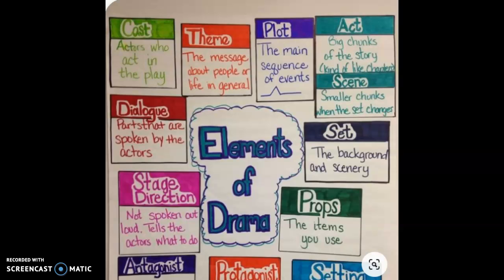Next, we have our plot. This is the sequence of events in which they happen. So we know that we start with our exposition, where we're given our characters and our settings. Then we get into our rising action, where we start to see the problem form. And then we have our climax, which is the most eventful part of the story. Then we start to get into our falling action, where a solution starts to form, and we end with our resolution, where we are given the solution.